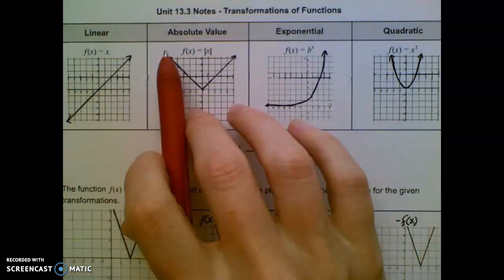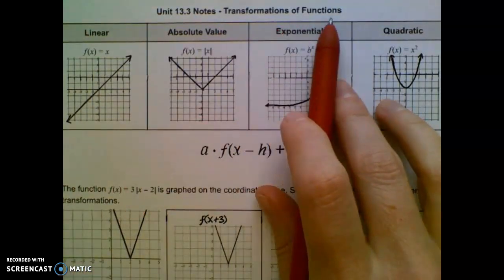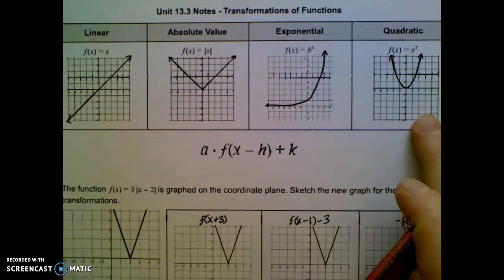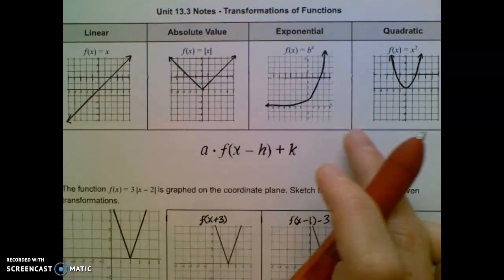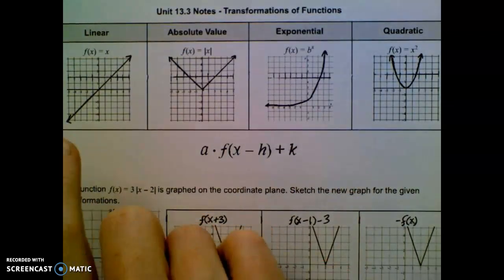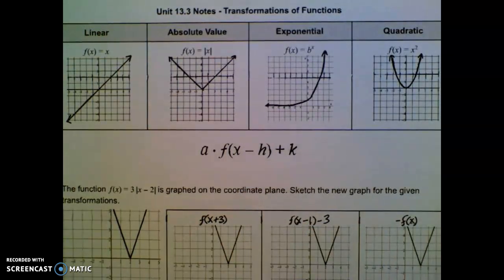Hello, let's go ahead and do 13.3 notes, transformations of functions. So what we're going to do today is talk about how basic functions, and you should recognize all four of these from their own chapters. We have talked about individually transforming every one of these functions, and they have their own formulas.